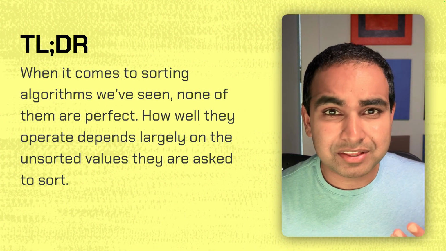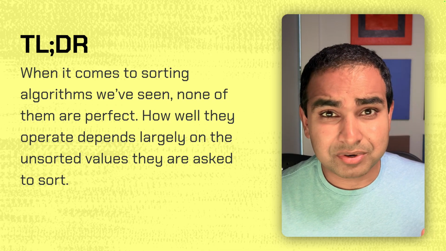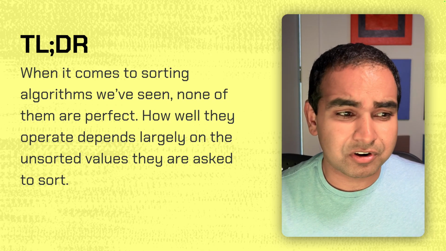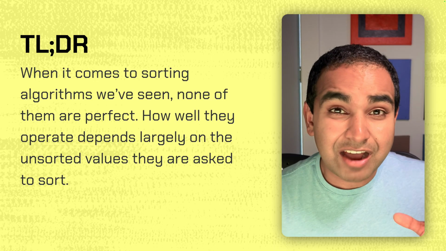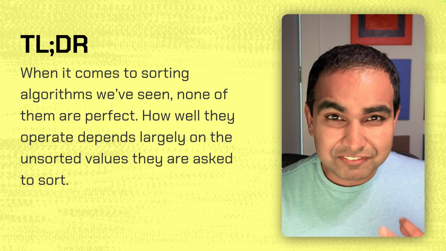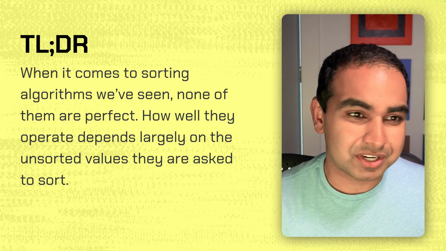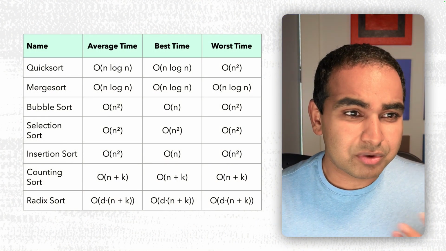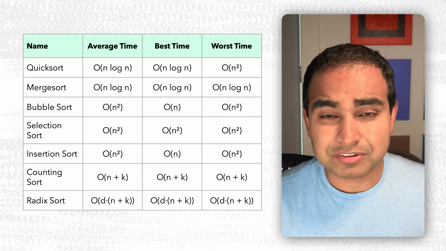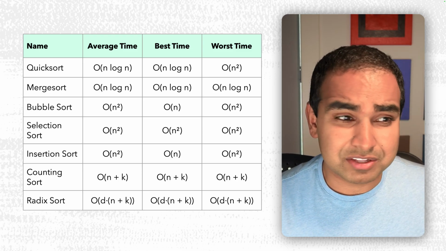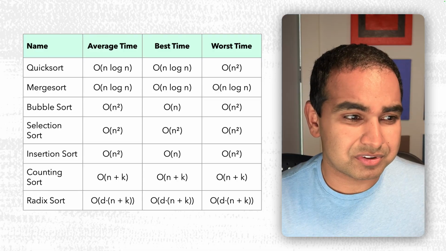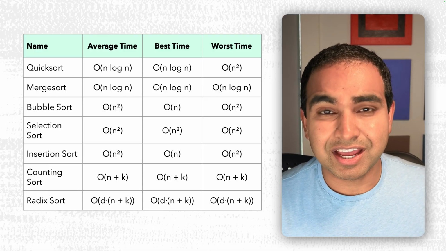The main thing to think about is when it comes to the sorting algorithms, especially the ones that we've seen so far, none of them are perfect because how quickly they run is very dependent on the kind of data our algorithm is being asked to sort. So let's take a look at this table. Here we have the average time, best time, and worst time for the kinds of sorting algorithms we've seen so far: quicksort, merge sort, bubble sort, selection sort, insertion, counting, and radix.